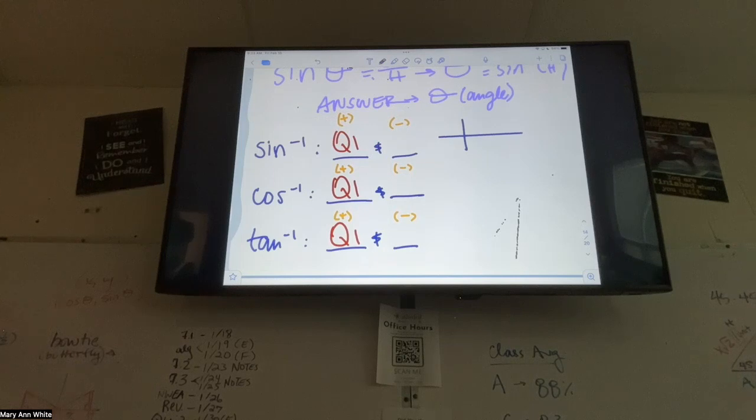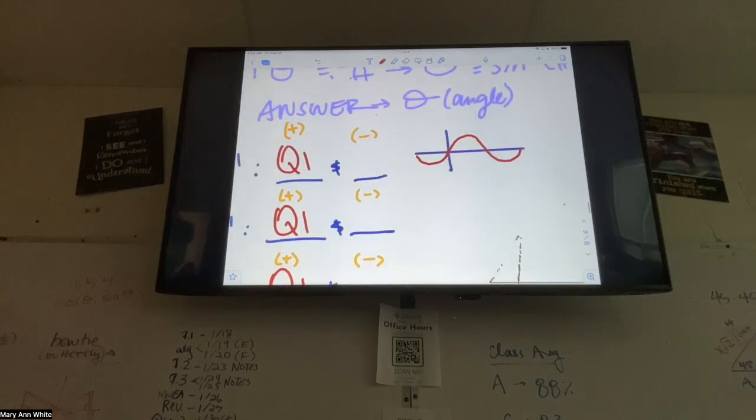Sine looks something like this. Up, down, and backwards, right? You guys all know that, correct? If you don't, it's gonna be a rough test. I'm gonna tell you that. Okay, sine is positive in the first quadrant and the second quadrant, and it's negative down here in the third and fourth.